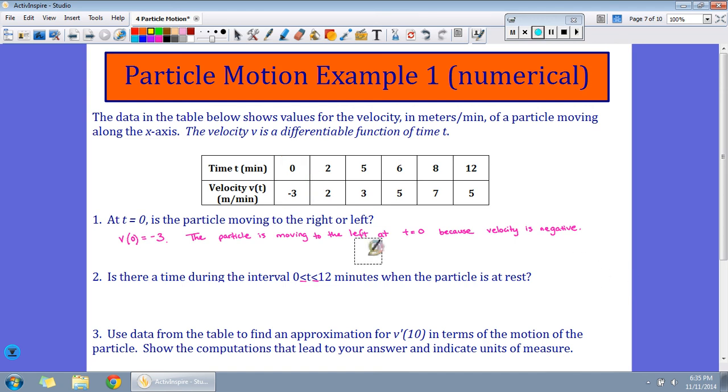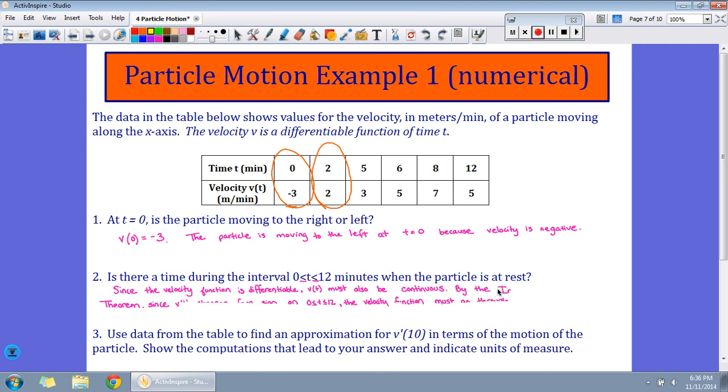Alright, on the interval from 0 to 12, we want to know if the particle is ever at rest. Well, we know that at 0, the velocity is negative 3, and we know at 2, the velocity is positive 2. Since the velocity is differentiable, it also has to be continuous. By the intermediate value theorem, since velocity is changing sign, the velocity function has to go through 0, meaning the particle has to be at rest sometime between t equals 0 and t equals 2.